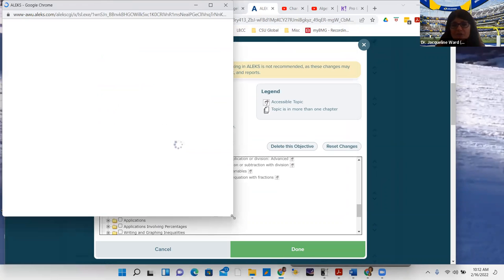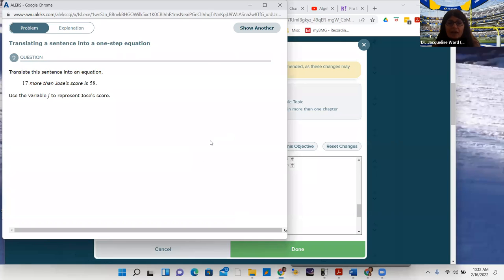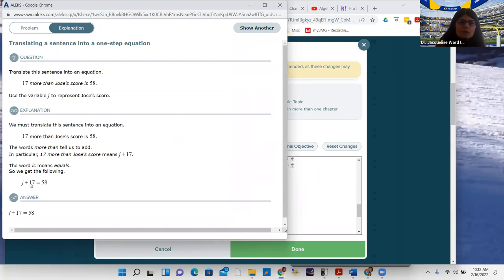And then there are also equations. So those were expressions, remember, without the equal sign. But now whenever you see an is, that's generally gonna translate right into that equal sign. So 17 more than Jose's score is equal to 58, right? 17 more than, so you're gonna add 17 to Jose's score, J, and that equals 58. Okay.